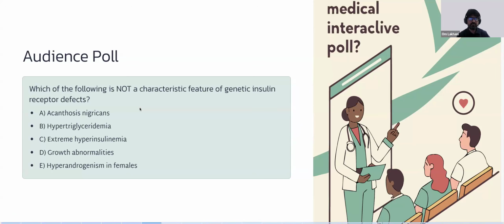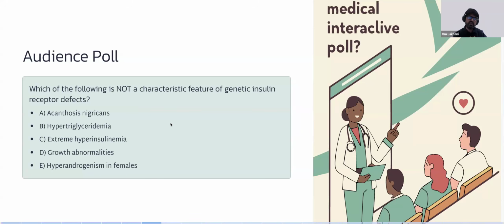Both will have extreme hyperinsulinemia depending on the severity, but naturally the genetic defects tend to be more severe. Growth abnormalities also tend to be more with any genetic form of insulin resistance, especially insulin receptor defects. So these are features of insulin receptor defect, and hyperandrogenism is also a clinical feature of that. Hypertriglyceridemia is not seen with genetic insulin receptor defects. That's something you have to understand, and that's one way in which you can distinguish.